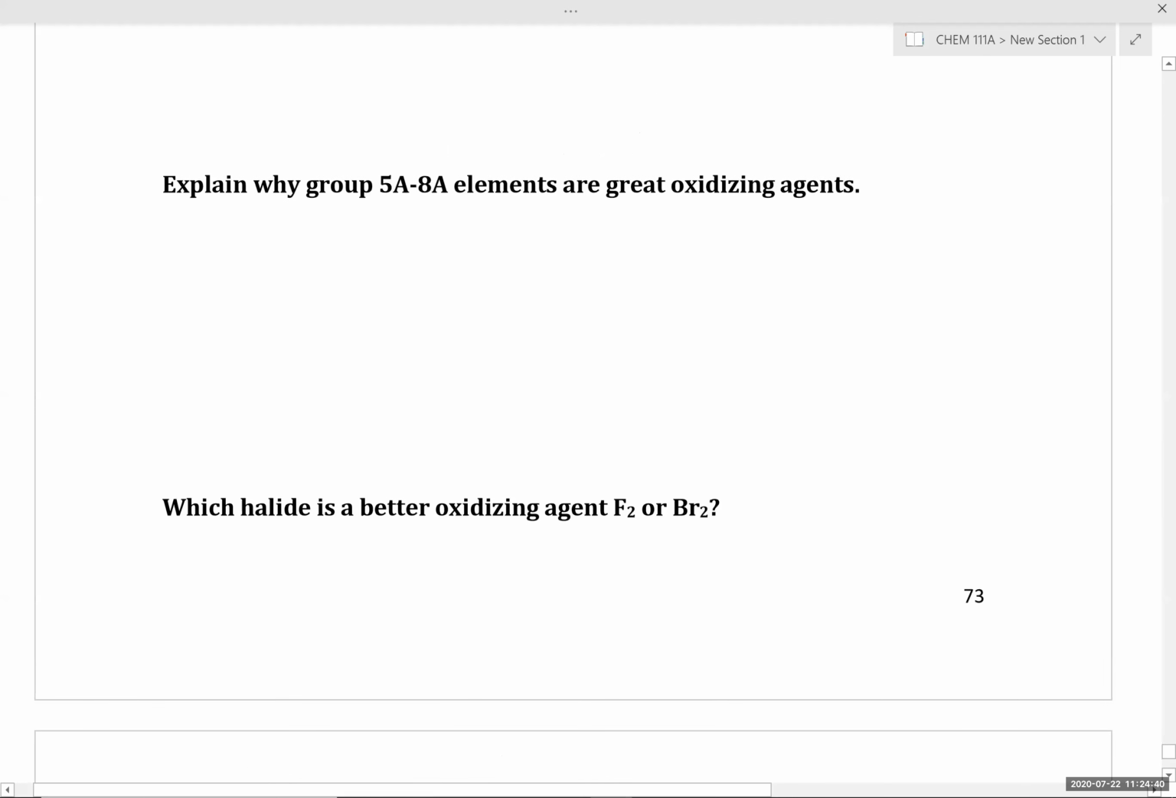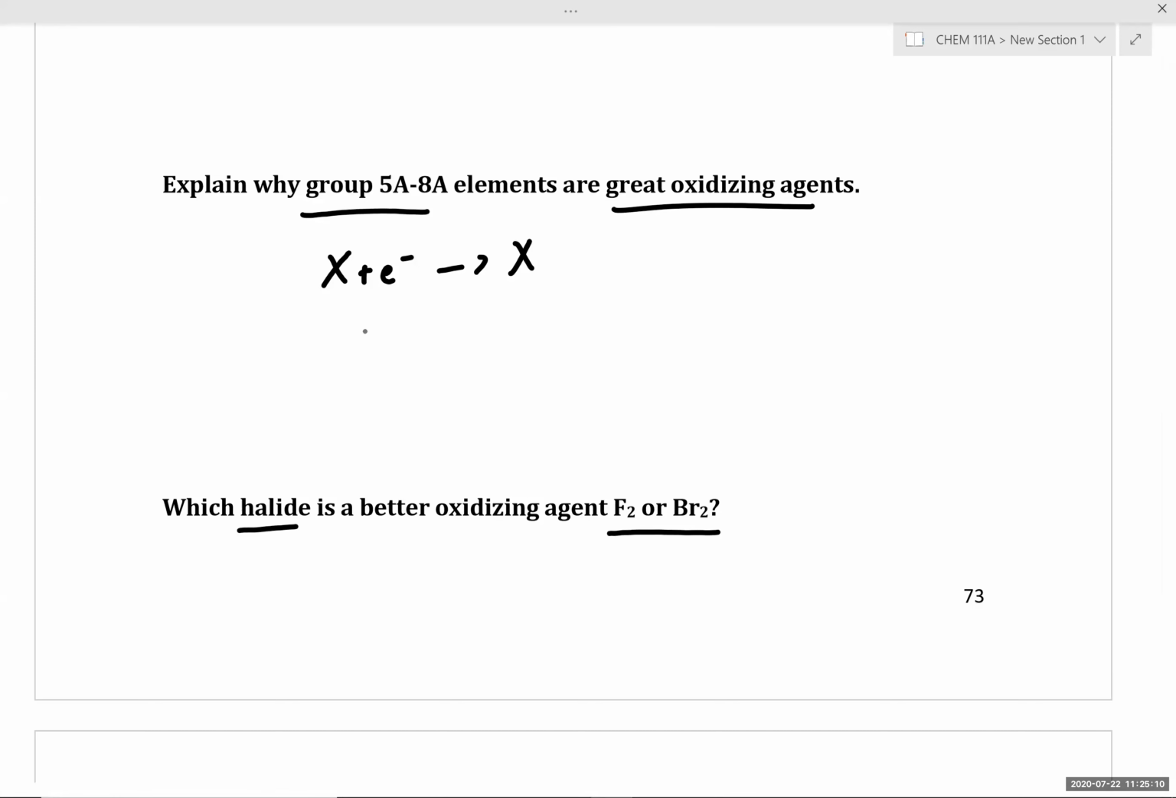And let's try to focus on this next subject. Why are group 5A through 8A elements great oxidizing agents? And I'd like you to tell me which halide is a better oxidizing agent, fluorine or bromine. Again, when we think about oxidizing agents, we're thinking about gaining electrons. So we should invoke what periodic trend? What periodic trend should we care about for oxidizing agents? We should care about electron affinity. Exactly right.